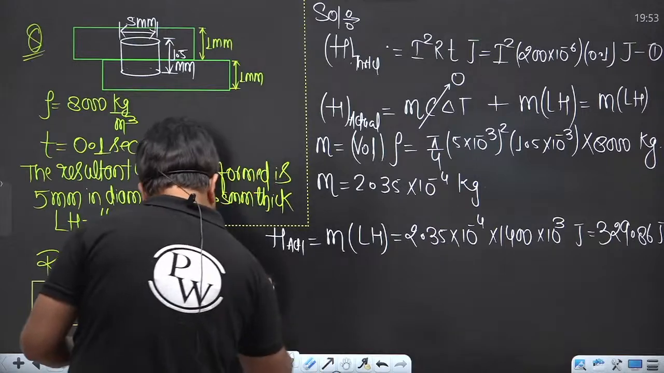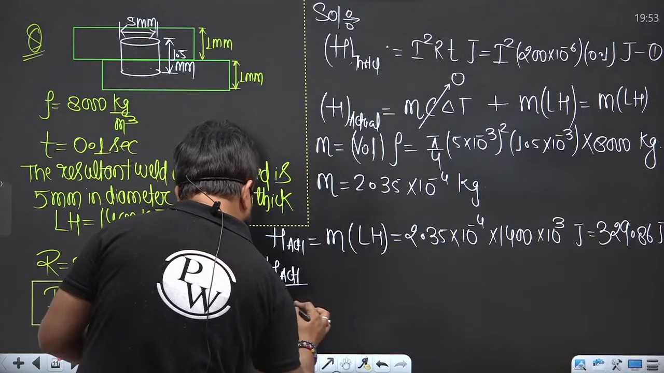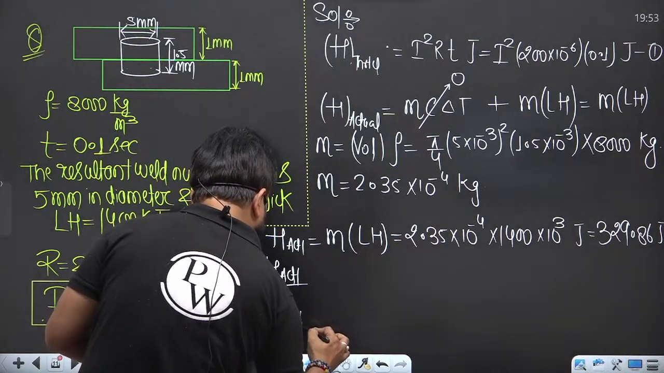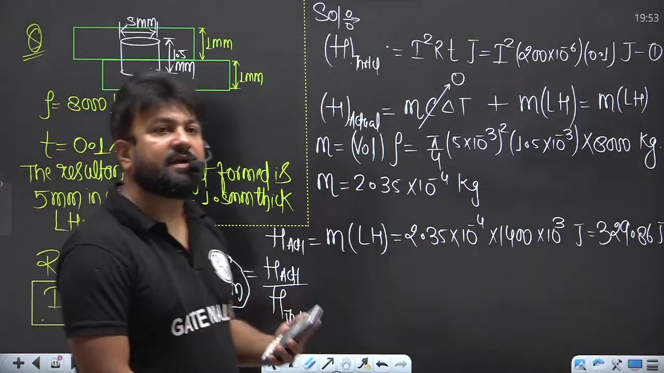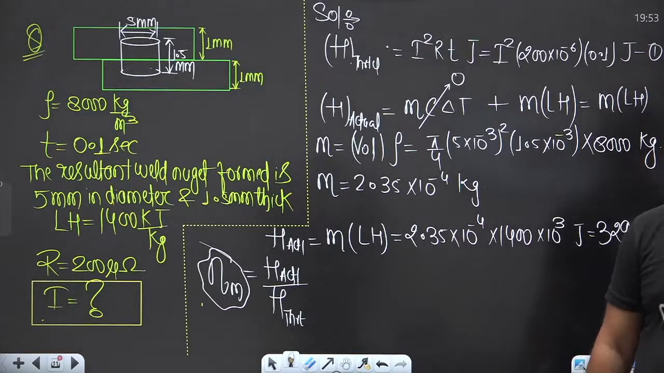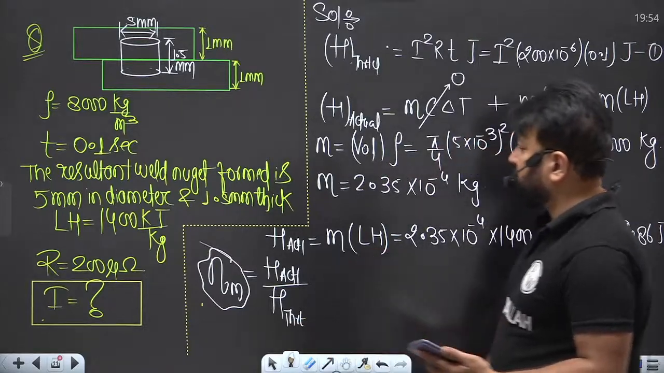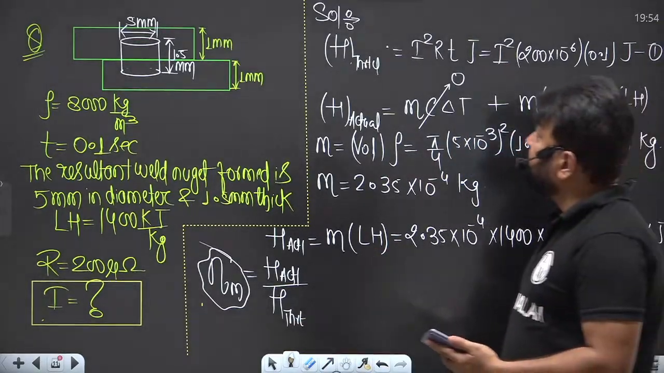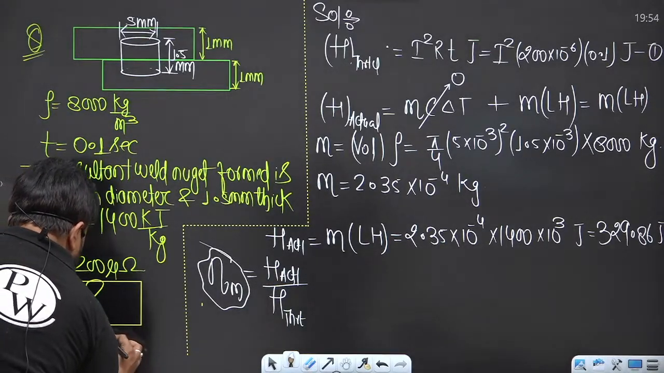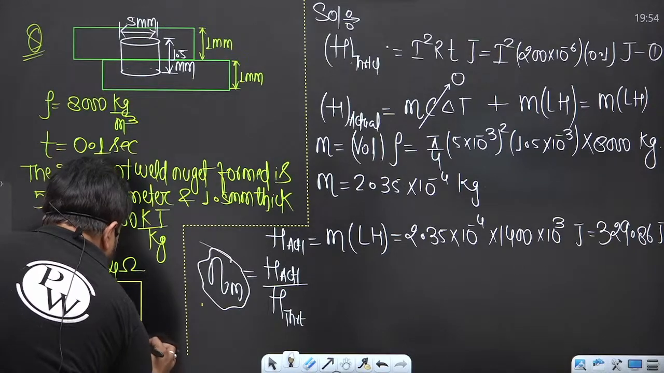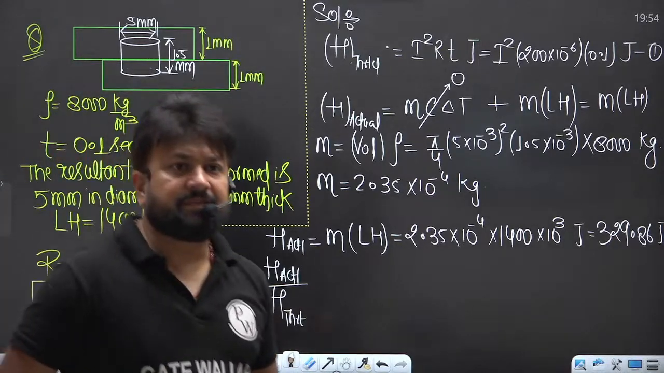Now efficiency will be H actual divided by H theoretical. This parameter is not given to us. If it were given, we could find it. But the question wants the approximated current, so we have to make some approximation.